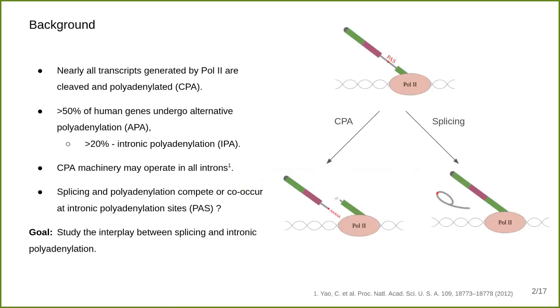We hypothesize that this is because splicing can excise intronic polyadenylation site before cleavage and polyadenylation takes place. Indeed, if the cryptic intronic polyadenylation site is spliced out, it cannot lead to generation of truncated transcript. Our goal was to look for evidence of interplay between splicing and intronic polyadenylation.